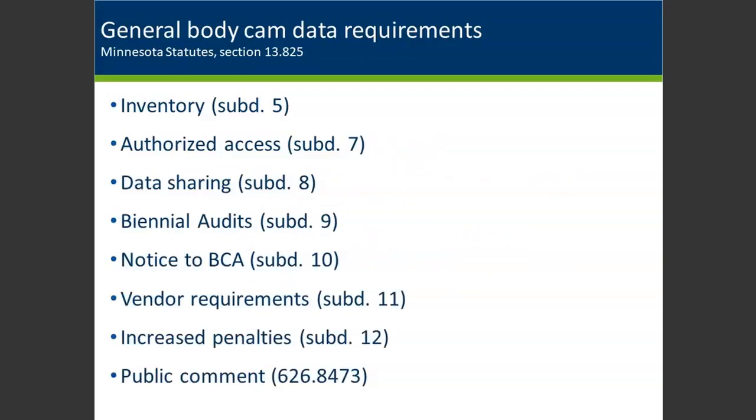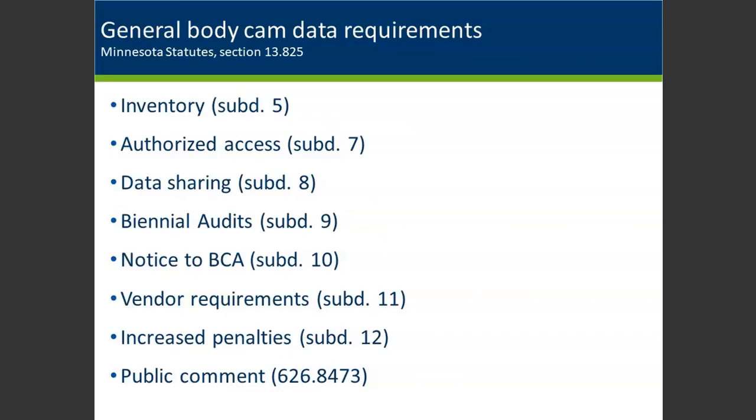There are quite a few additional requirements outlined in 13.825 that law enforcement agencies must follow if they use body cameras. I have them listed on this slide here by subdivision, so you can quickly reference them if you need to. But law enforcement must maintain an inventory, which contains public data about the number of body cameras the agency owns, daily records of the cameras used, and the precincts in which they were used, policies and procedures for use, the total amount of video data collected, the agency's retention schedule for body camera data, and the agency's destruction procedures.